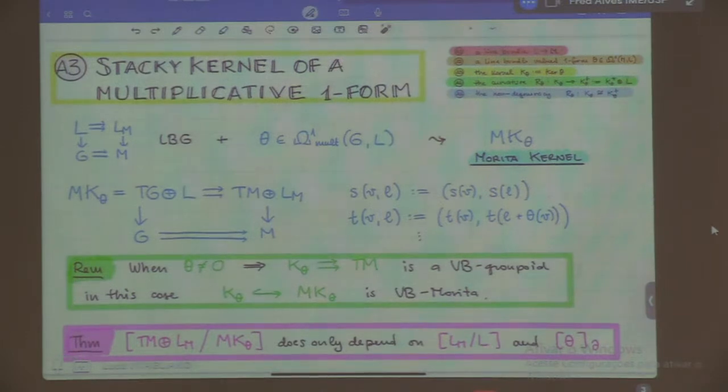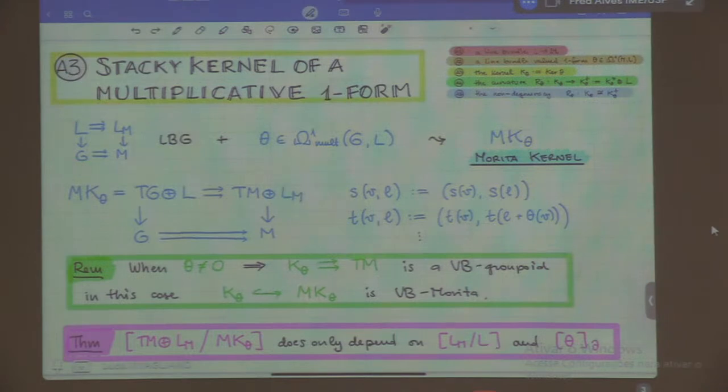So this VB groupoid will represent the VB stack corresponding to the one-form theta. It's important for us, so let's have a closer look at it. As I mentioned, it's a VB groupoid over G. The arrows are just the direct sum of TG and L. The objects are just the direct sum of TM and L_M inside the bundle of my VB groupoid.